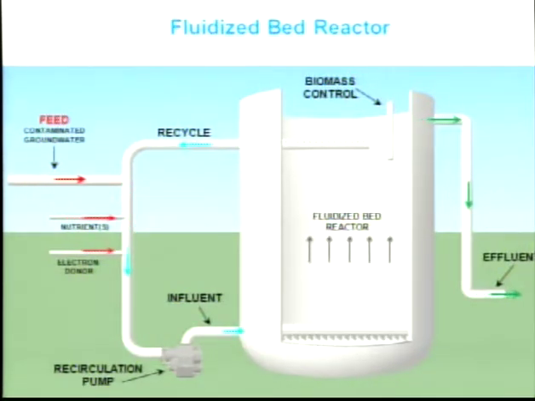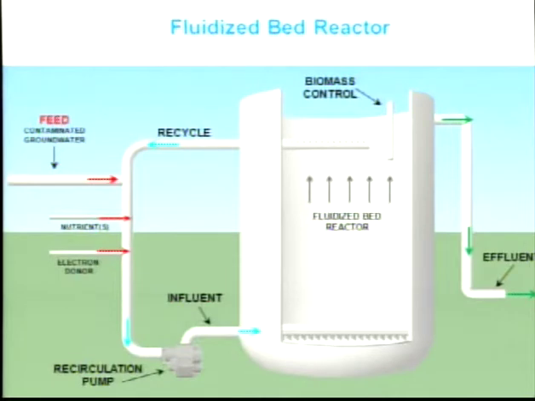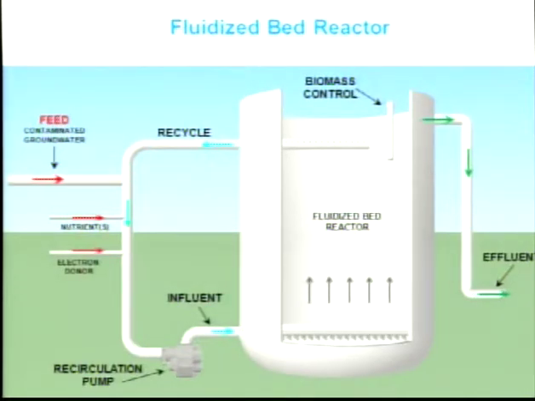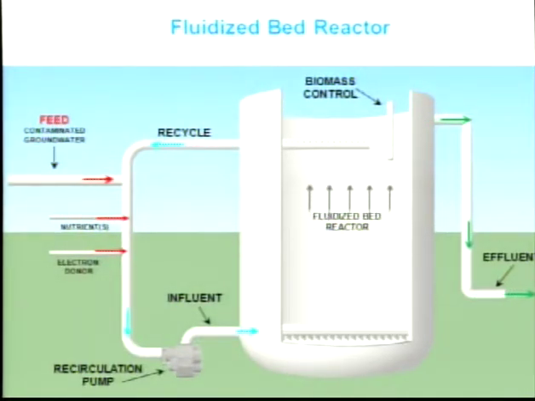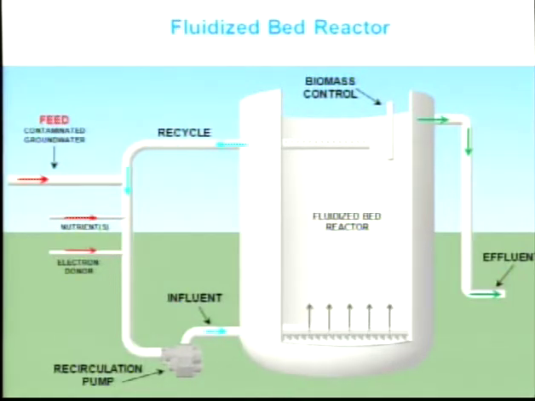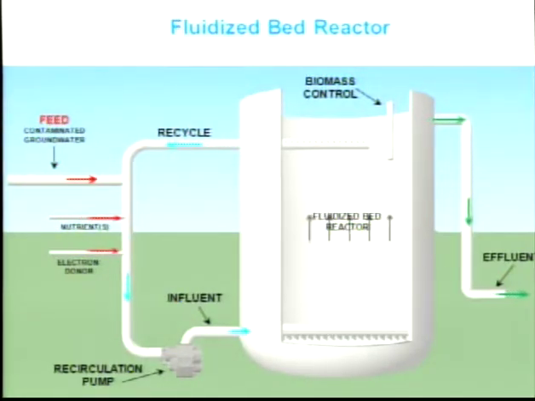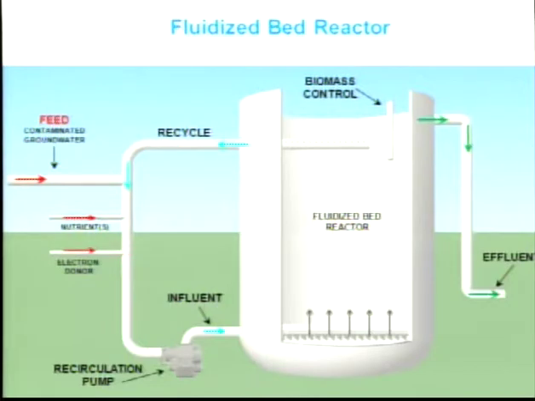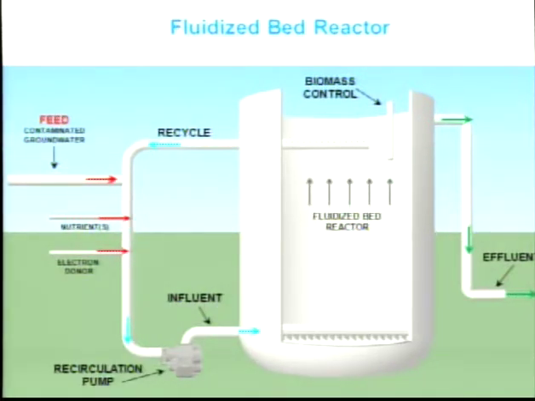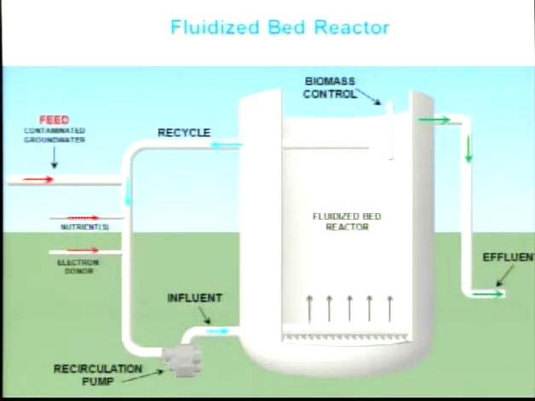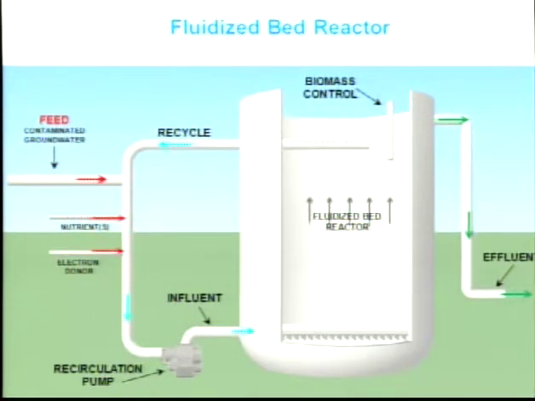We do add in an electron donor. You've heard this a lot today, different electron donors. We've heard ethanol, we've heard acetic acid. There's one other NSF approved electron donor that EOSI produces. It's a micro C product. So we add an electron donor in there to get the oxidation reduction reaction occurring for nitrate and other oxyanions.